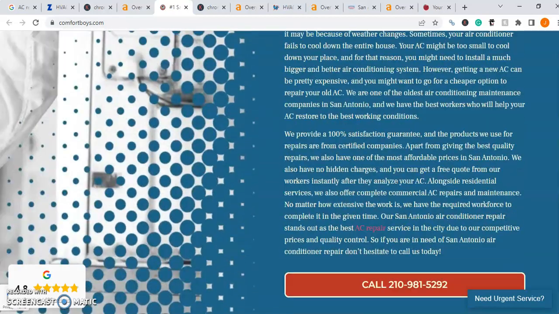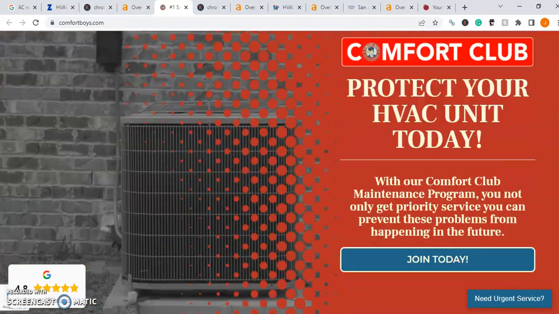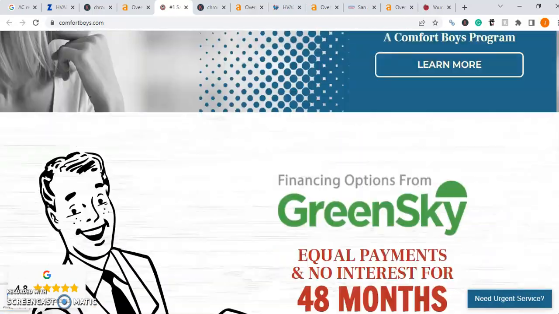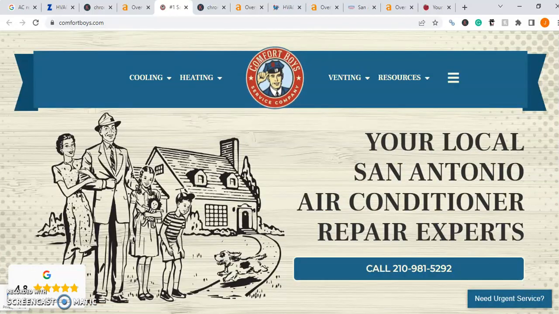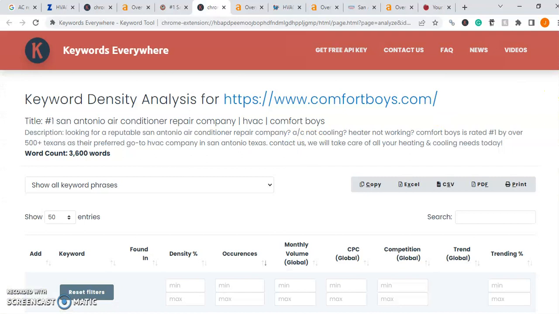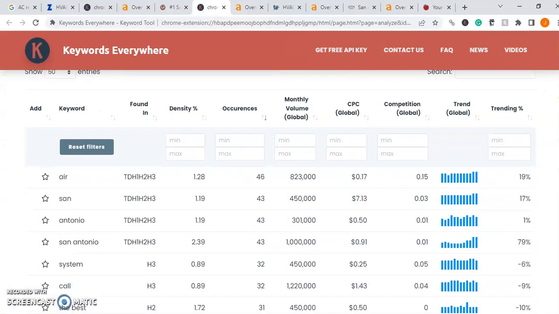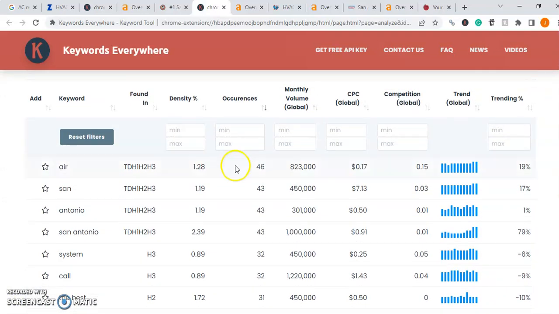Now, like I said, they have a ton of content. In fact, I believe it's over 2,500 words of content just on this homepage alone. So you see how far something like that can really take you. But let's take a look at their keywords and check the relevance of this content. So once again, we're back to Keywords Everywhere. And if we scroll down here, you're going to notice that they have air at number one. Like I said, a very popular term amongst AC repair companies. So definitely something to think about as far as putting that number one.